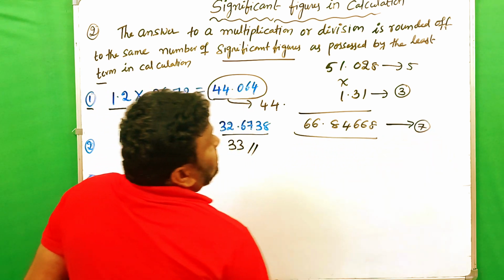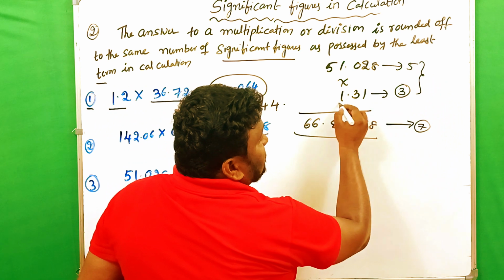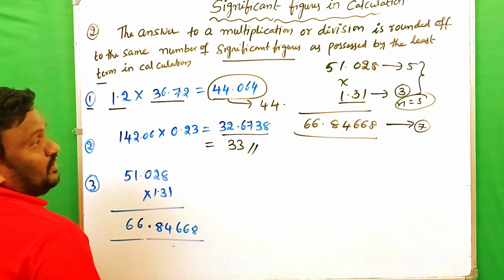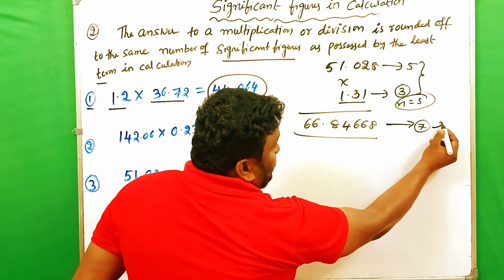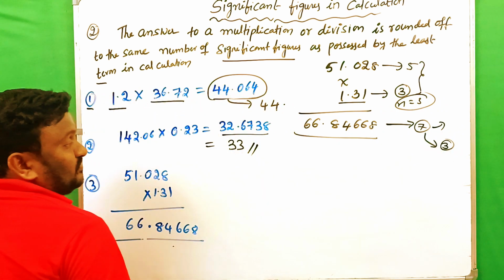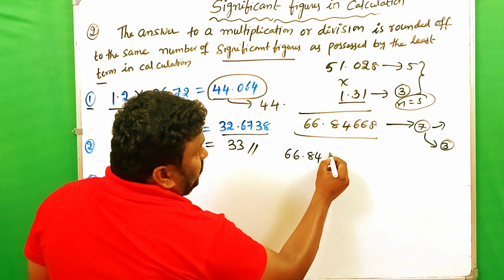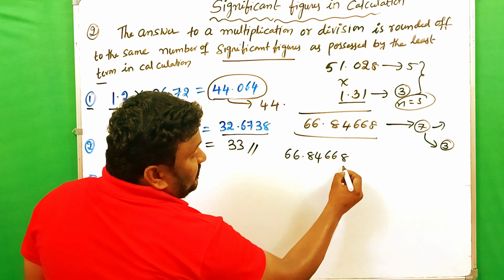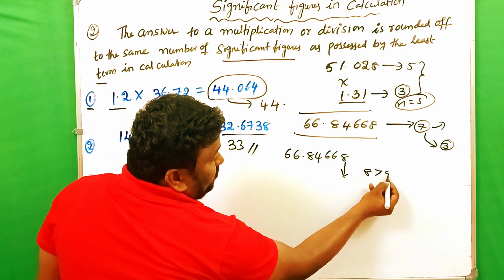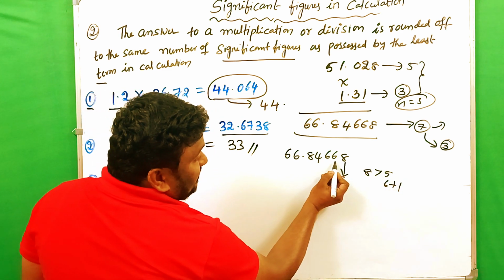So how many are there here? 7 significant figures. So among these two numbers, this one has the least significant figures. That is, n equals 3. Now this answer is also going to be rounded off from 7 to 3 significant figures. So now here you have to write 66.84668. So this is the insignificant digit. 8 is greater than 5. Then what you have to write? 6 plus 1. The preceding number is raised by 1.